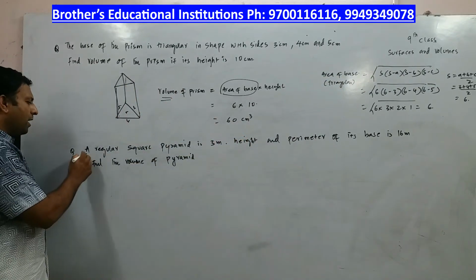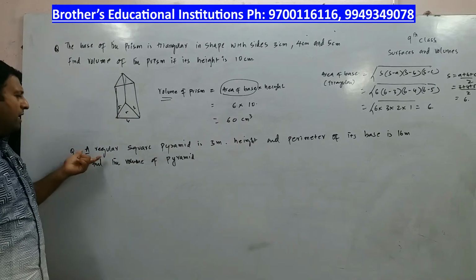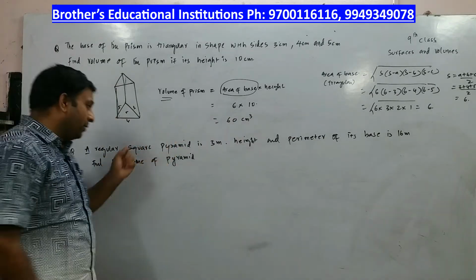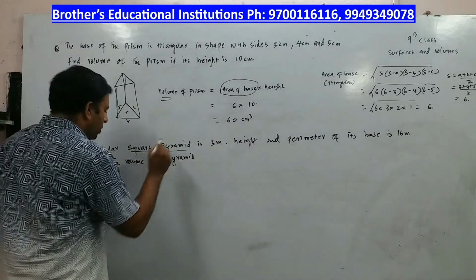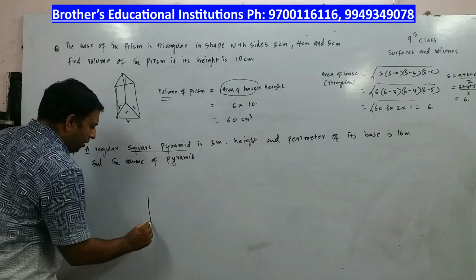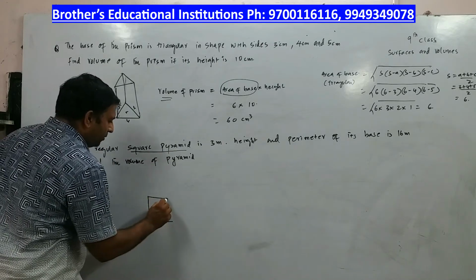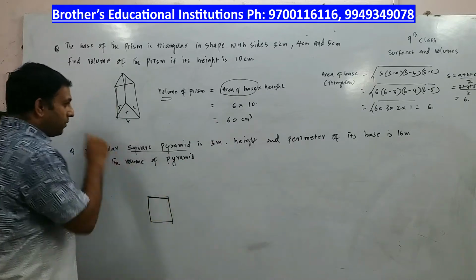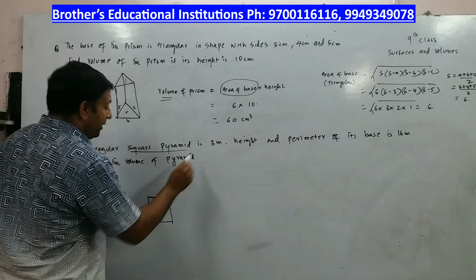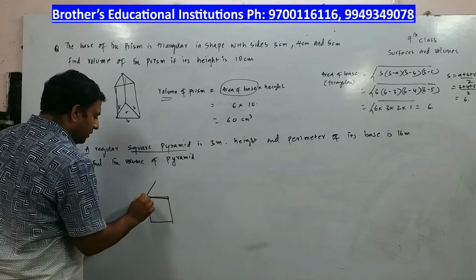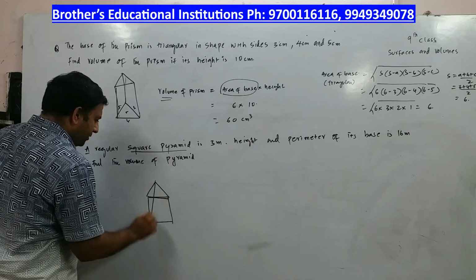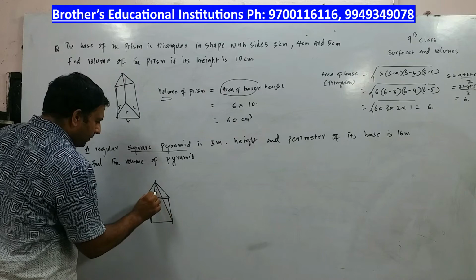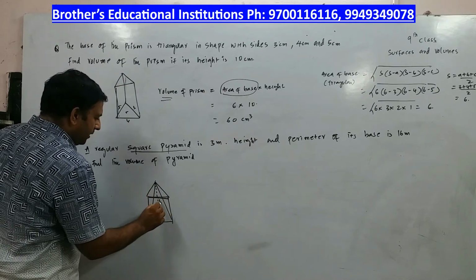Now let us take attention to the next question. A regular square pyramid. He has mentioned very clearly that it is a square pyramid. So let me draw a square pyramid for you. This is a square pyramid. All sides are equal. A regular square pyramid is 3 meters of height. What do you mean by that? All right, let me draw. This height to the base is 3 meters.